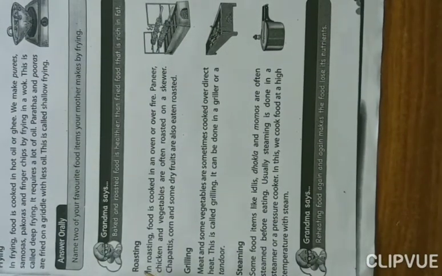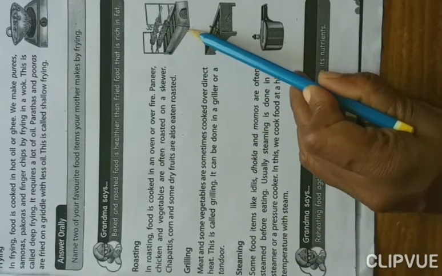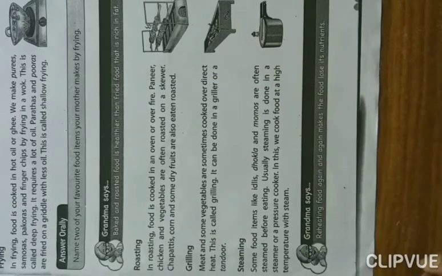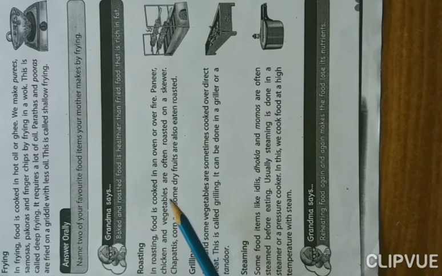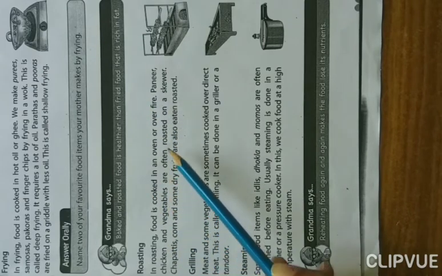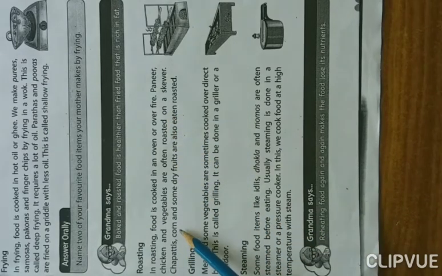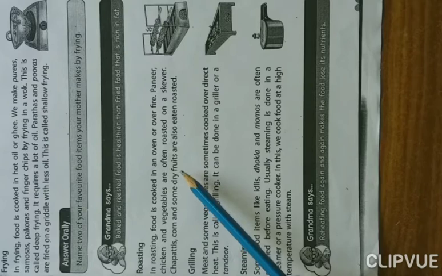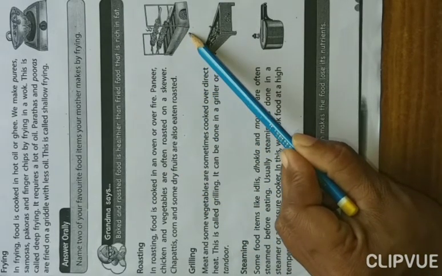Now roasting. Look at this picture very carefully. That is roasting. Okay. Now here, what are we roasting? Paneer, chicken and vegetables are often roasted. Chapati, corn and dry fruits can also be roasted. So we understood the method of roasting.